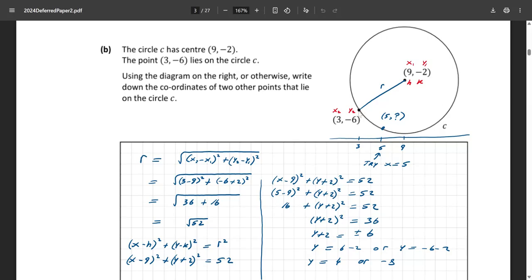I mean, we can, for example, do a translation. You've got 3, minus 6 is mapped onto that, and if you translate by the same amount, you can get the point on the opposite side of the diameter here. That only gives you 1 point, we need 2 points. So what we can do maybe is get the radius, first of all. And then any point that's that distance from the centre will be okay, because it'll be on the circle by definition. Right. So the radius is the distance formula.